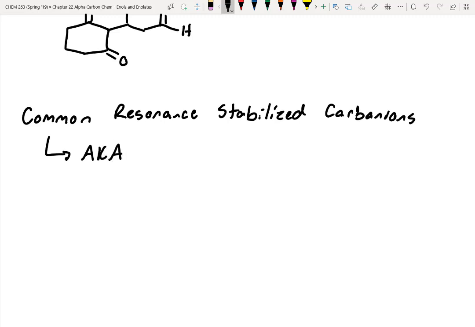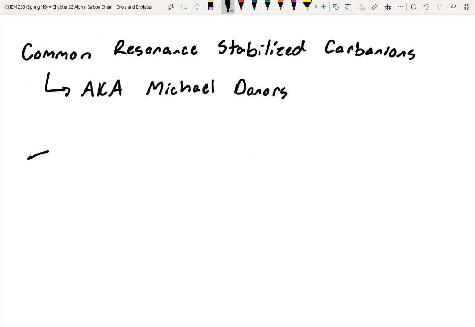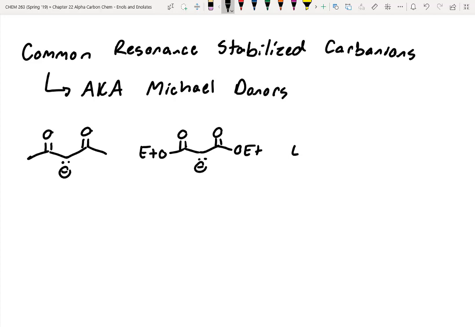These are also known as Michael donors. All right, so some of them are pretty easy to spot. Usually if you have some sort of dicarbonyl in a 1,3 position, it's really easy to make a resonance stabilized group. We saw one where we could do this also with esters. So whether it's a ketone or ester or some sort of hybrid combo, all of these have that similar functionality.